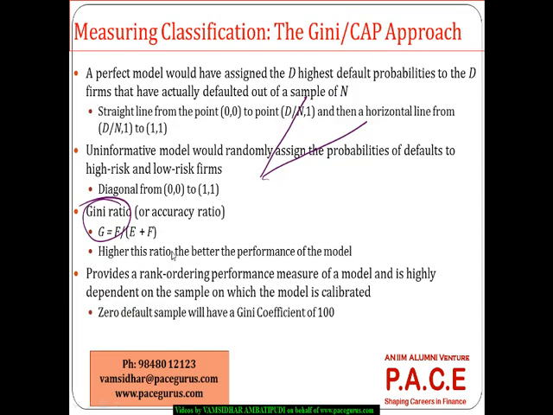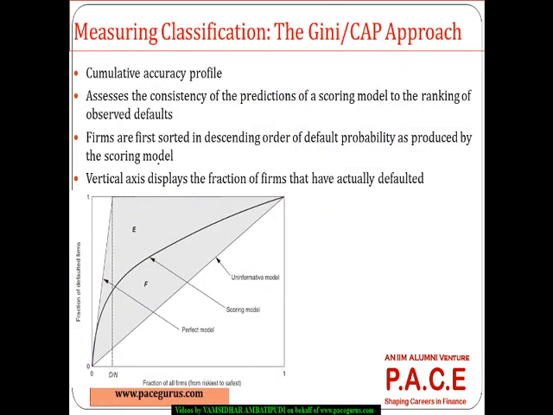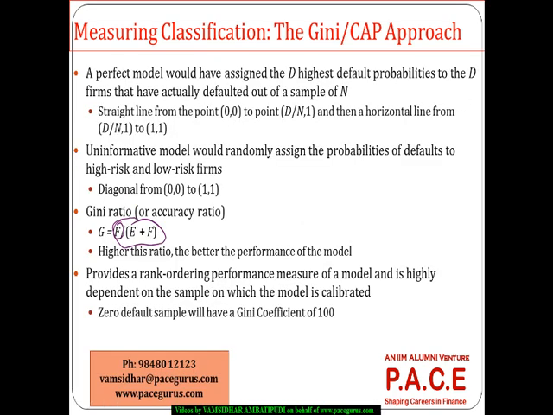So the Gini coefficient I'm creating by F by E plus F. So if F has to be larger, look at it, if F has to be larger, E has to be very, very small. Which means the curve has to become much steeper. So if F is larger, G is going to be larger, and that is what we are talking about, the better performance of the model.